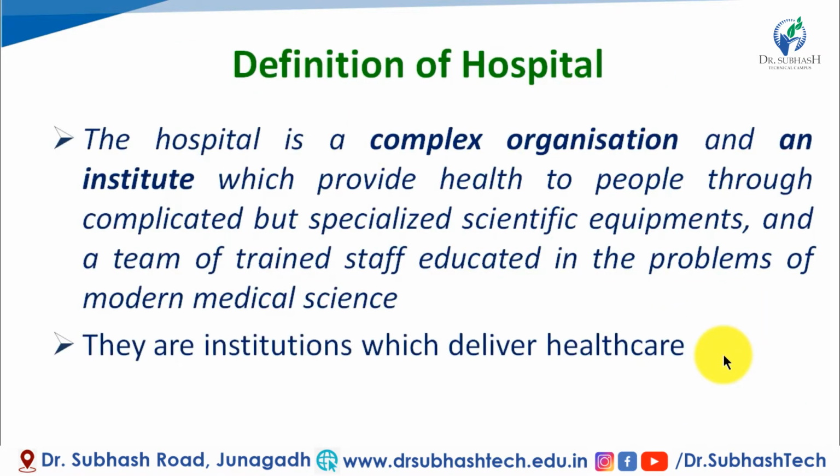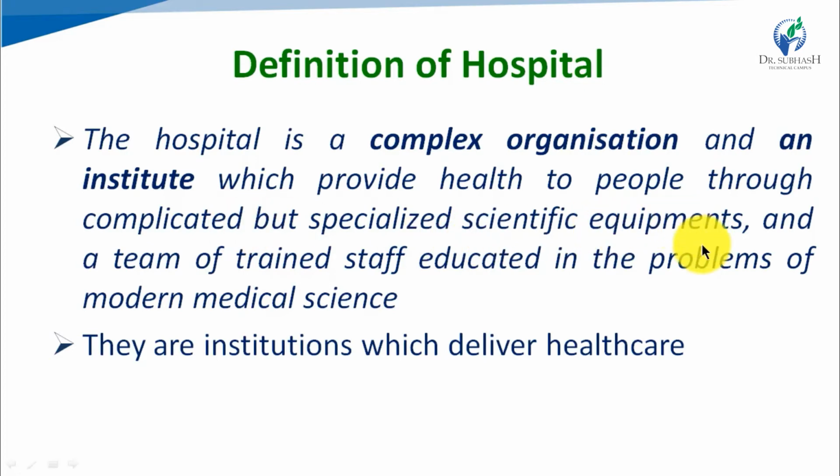First of all, the definition of the hospital. We can say the hospital is a complex organization and an institute which provides health care to people through complicated but specialized scientific equipment. Here the doctors, or we can say the trained staff, are using the scientific equipment, and a team of trained staff educated in the problems of modern medical sciences.